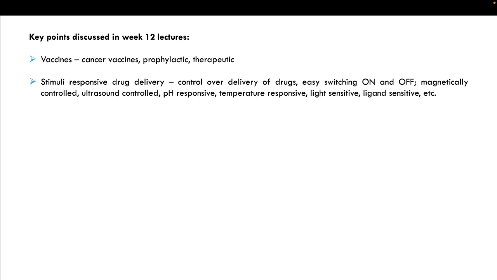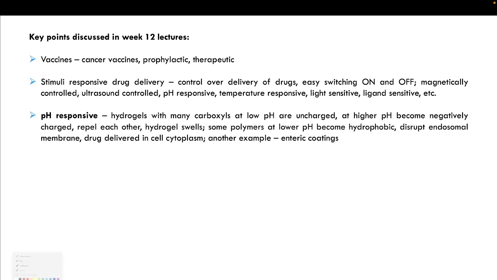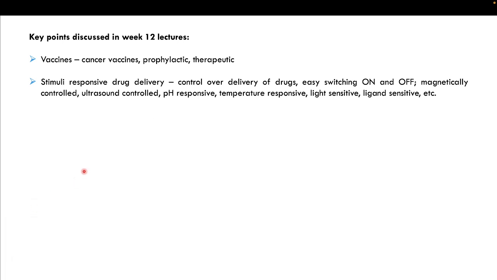To have stimuli responsive drug delivery, it could use various different stimuli. It could be magnetically controlled, ultrasound controlled, pH responsive or temperature responsive, or you can make it light sensitive or ligand sensitive. These are various kinds of stimuli which could be used to make a stimuli responsive drug delivery system. We'll see some of these in detail.